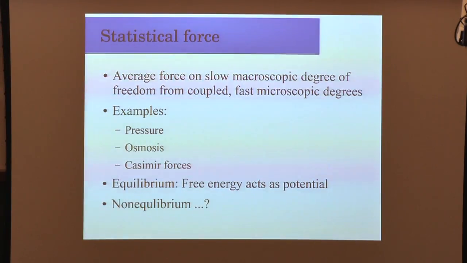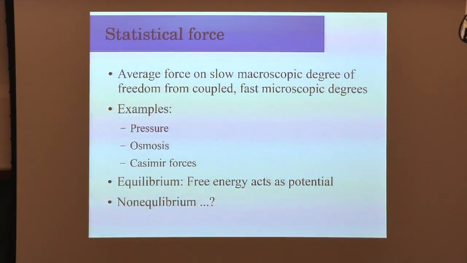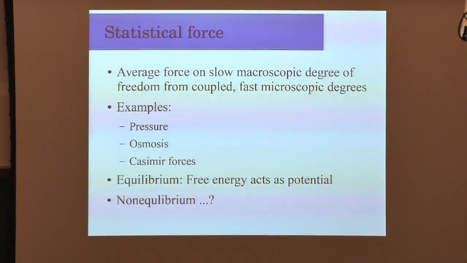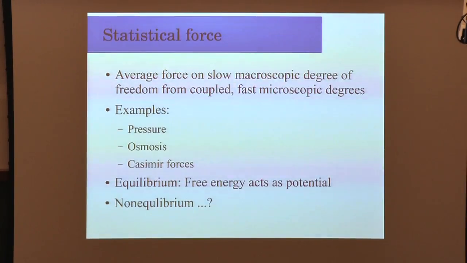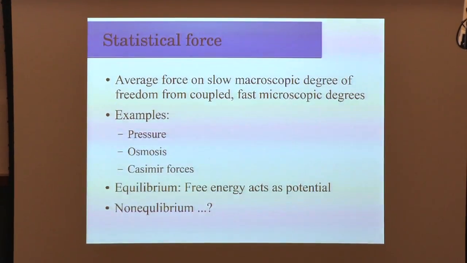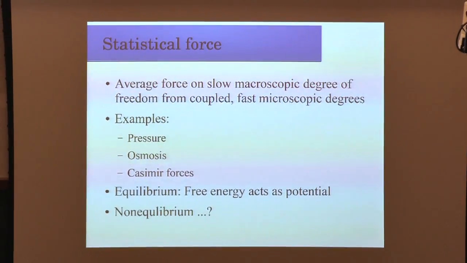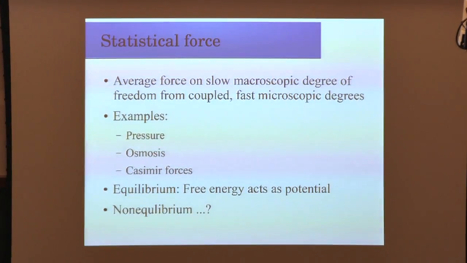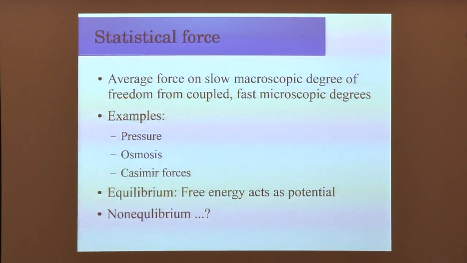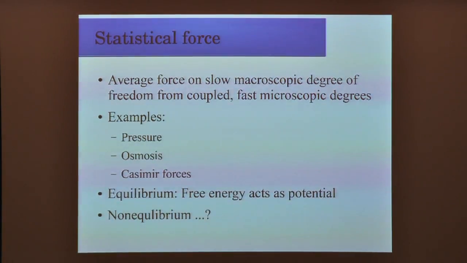Let us think of a system where you have some macroscopic degree of freedom coupled to some microscopic degrees. Typically these microscopic degrees are fast and they relax much faster than the macroscopic one. By statistical force, I mean the average force on one of these macroscopic degrees, which is exerted when we average over the fast degrees of freedom. I'll define it more precisely very soon.